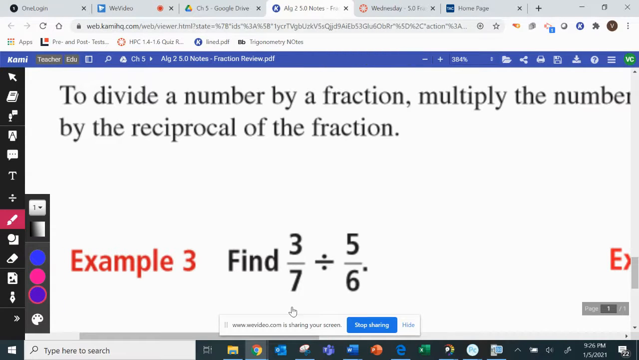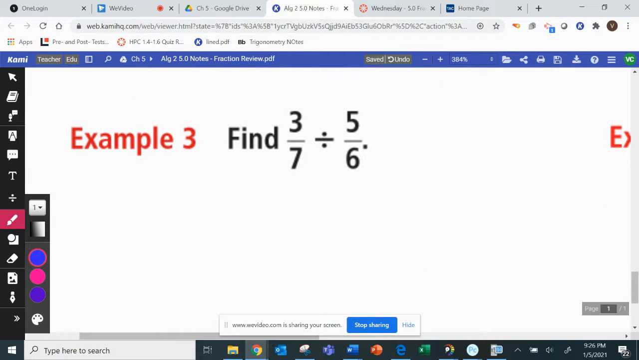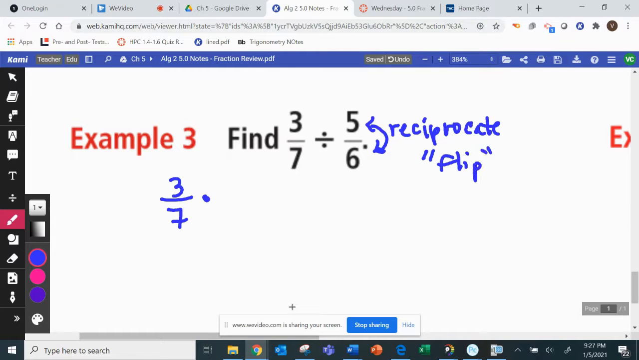To divide a number by a fraction, multiply the number by the reciprocal of the fraction. So we can't divide a fraction, but we can multiply by its reciprocal. So we take the first number, 3/7, we change division into multiplication, and we reciprocate, which means to flip it over, flip those values.